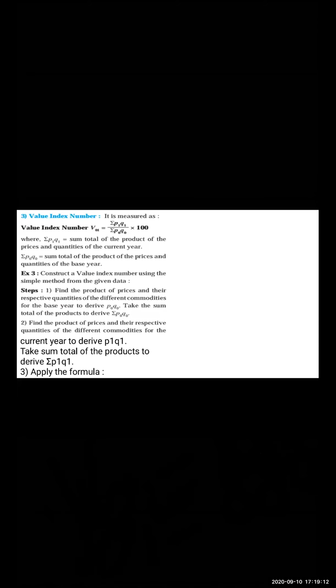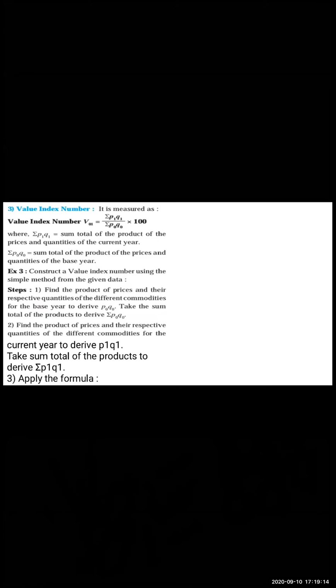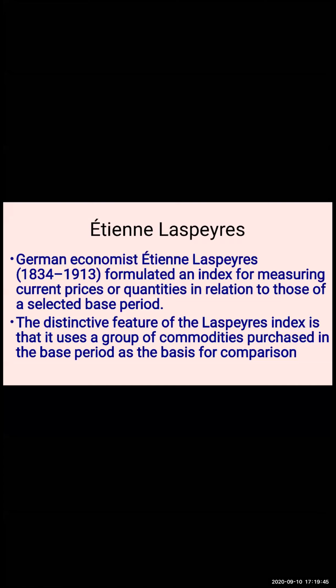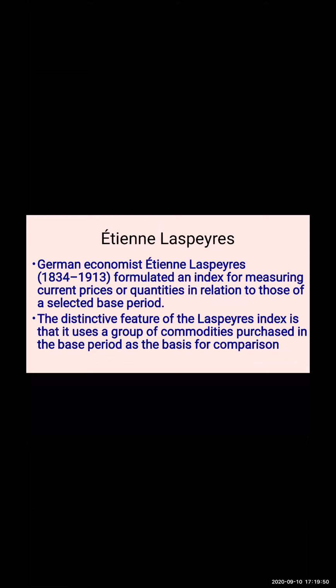Everyone understood? Okay. The next type is about the weighted index number. In this method, suitable weights are assigned to various commodities. It gives relative importance to the commodity in the group.